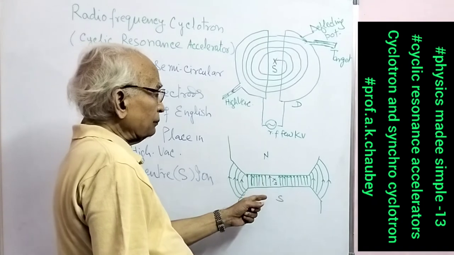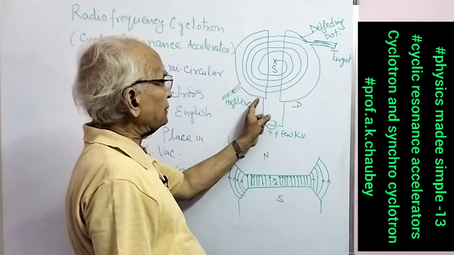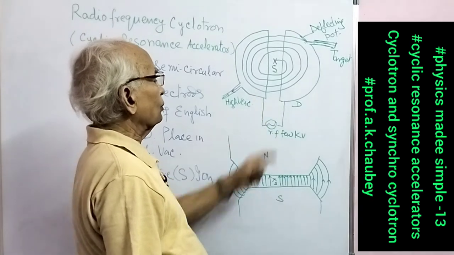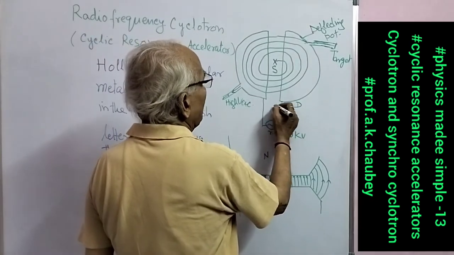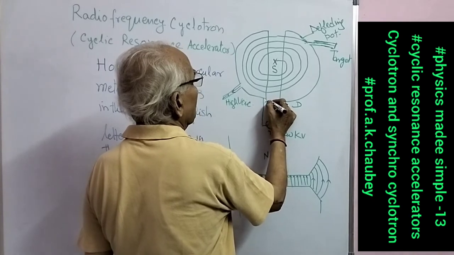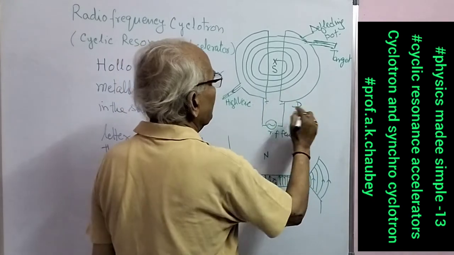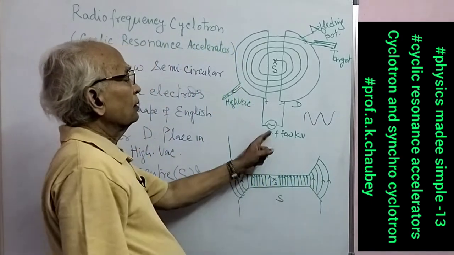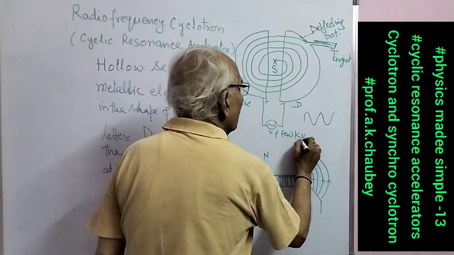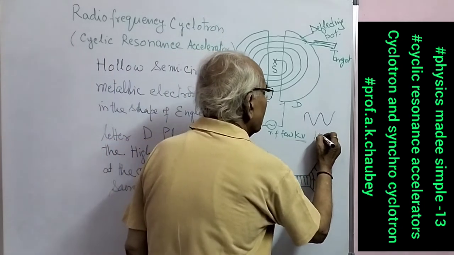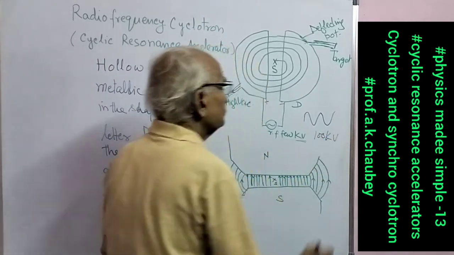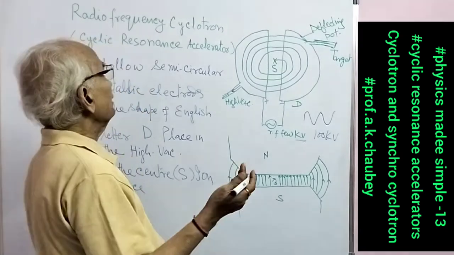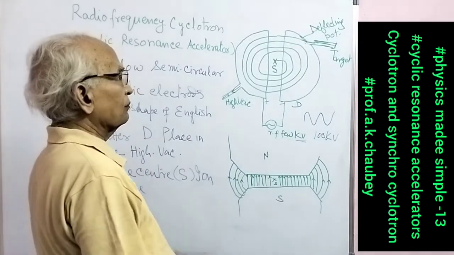This is another diagram, and the RF is connected to the two Ds by wire connections here. So suppose this electrode is plus and this is minus, with an alternating RF frequency like this. The RF oscillator is a few kilovolts, maybe around 100 kilovolts. We will see what the frequency is; it is a radio frequency.